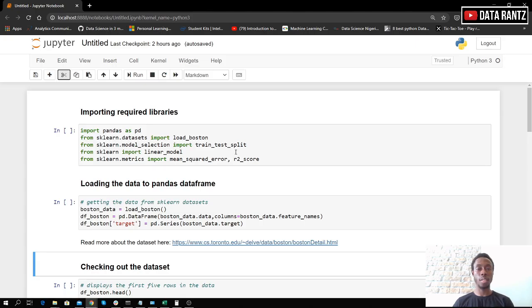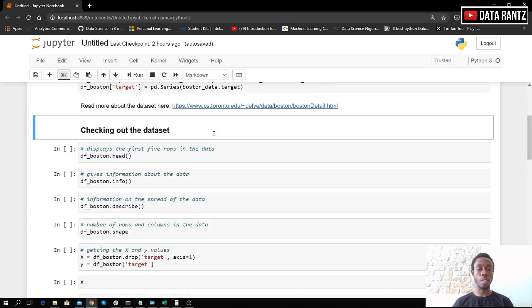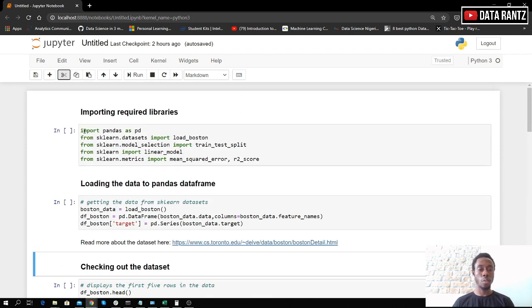Alright, so this is the Jupyter notebook that I'll be using to show you how to do this with Python. I've grouped the notebook into different categories and we're just going to run through and see what it entails. First of all, I'm importing all the libraries that I'll be needing. I'm importing Pandas, which is to convert my dataset into a data frame. And since I'm getting the dataset from Scikit-learn datasets, I'm also importing the Boston housing dataset from Scikit-learn.